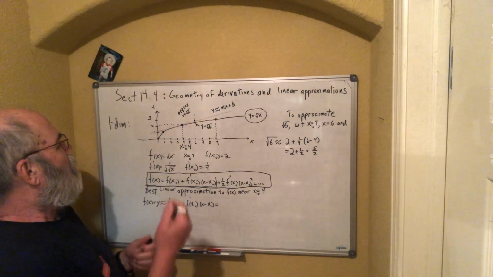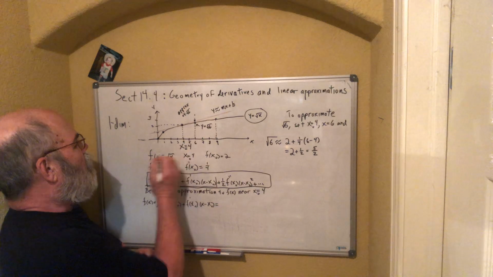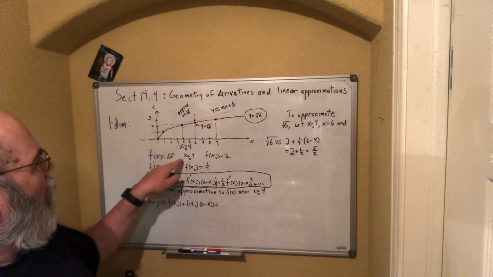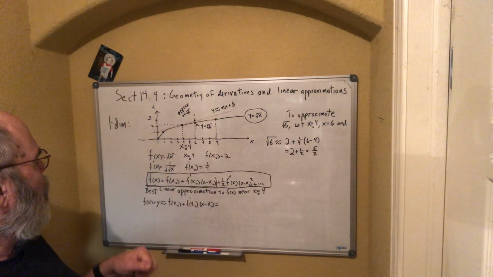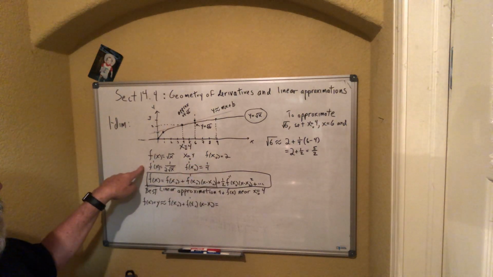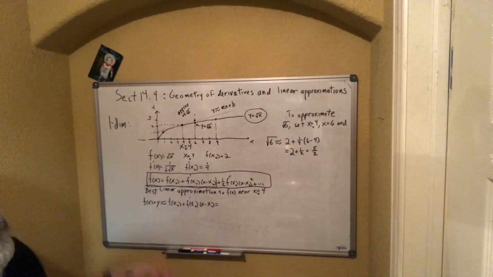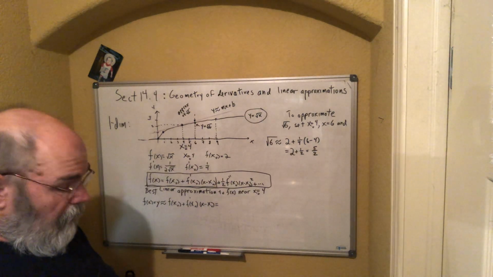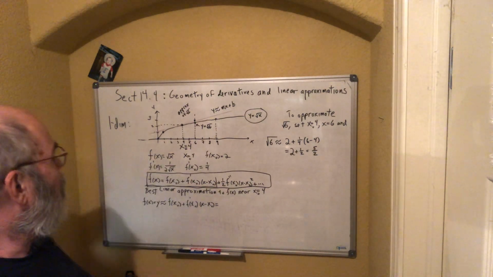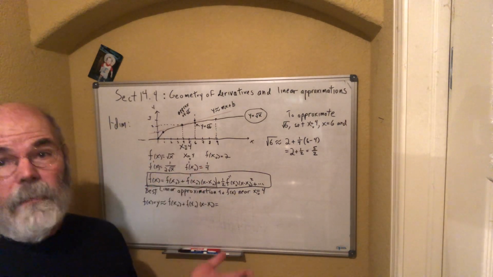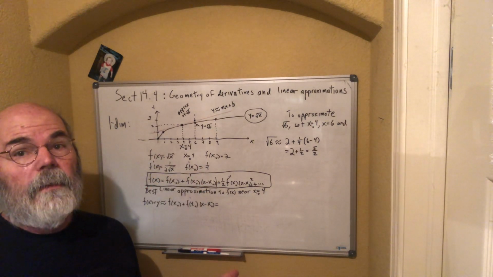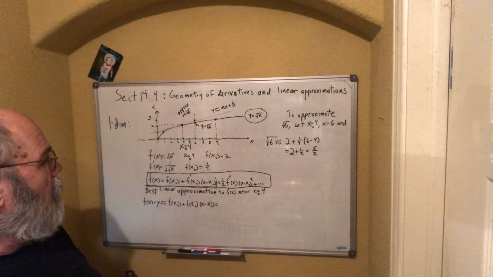So once again, our function is the square root of x. Our expansion point is 4, so the value of the function there is 2. The derivative of this function is 1 over 2 root x, again, things you have to be able to know how to do. And the derivative at that point, the slope of the tangent there, is then 1/4.